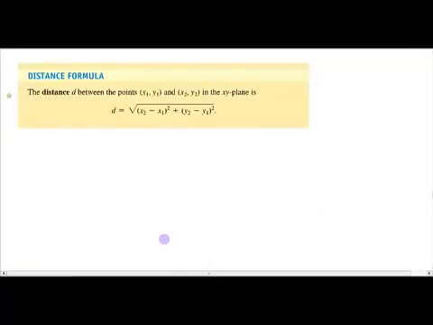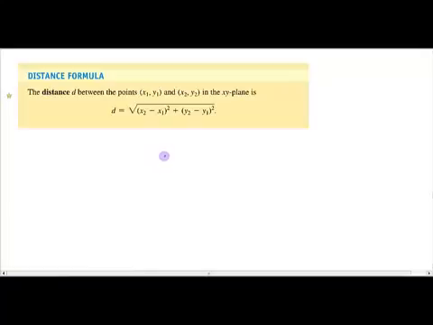Now we have the distance formula. The distance d between the points x1, y1 and x2, y2 in the xy plane is this formula. D equals the square root of x2 minus x1 all squared plus y2 minus y1 all squared. This comes directly from the Pythagorean theorem.